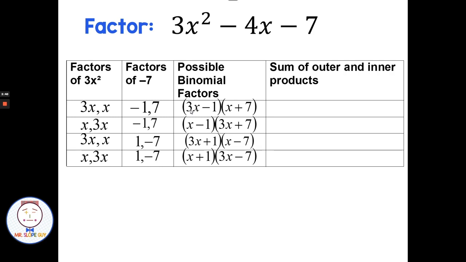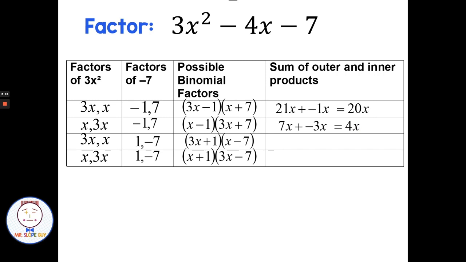So if I do outside, 3x times 7 is 21x, and negative 1 times x is negative 1x. And those add up to 20x. Well, I'm looking for ones that add up to negative 4x. So my first guess did not work. So let's try, maybe the 3x didn't go with negative 1, maybe the 3x went with positive 7. Well, if I do outside, x times 7 is 7x, negative 1 times 3x is negative 3x, and 7x plus negative 3x add up to 4x. Very close, right number, just the wrong sign. So that one didn't work.